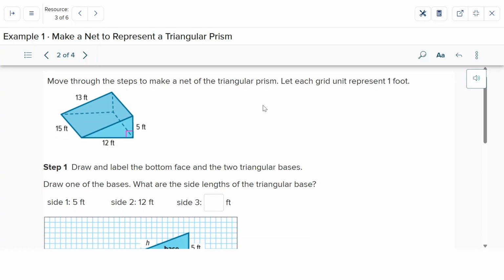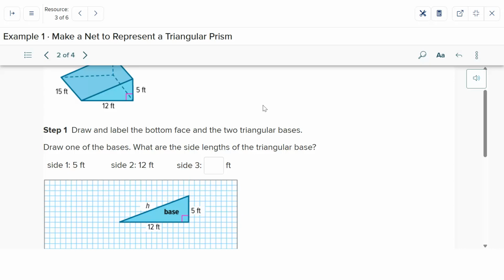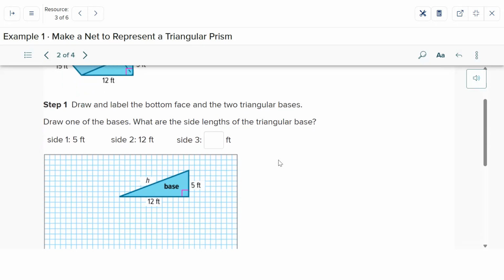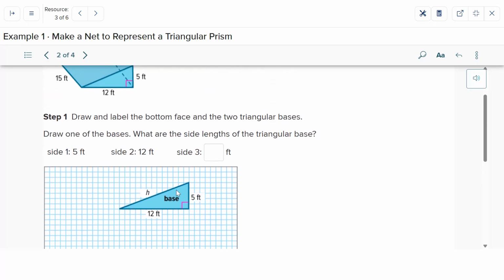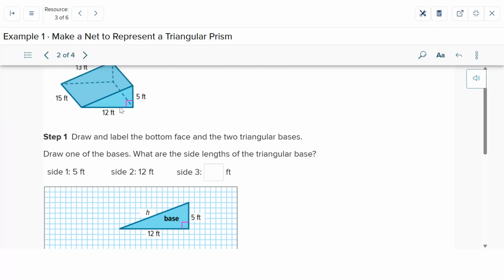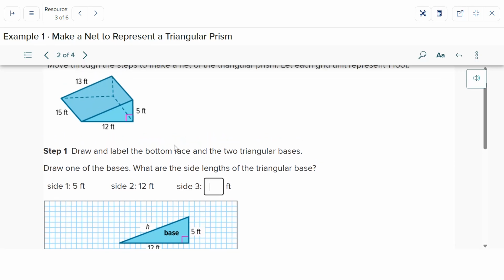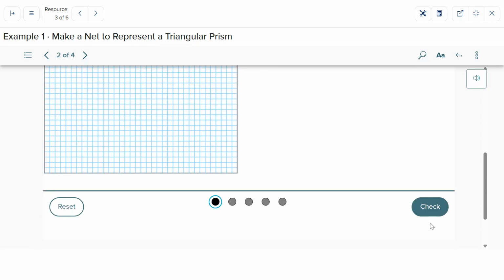Okay, so we can build the net. So we're going to start off with the base, which is this triangle right here. And so if we have this base, we are taking it straight from this. Our bottom of the triangle, the base of the triangle is 12 feet. The height here is 5 feet. And then we've got a third side, and that's going to be 13. You can tell from the prism.